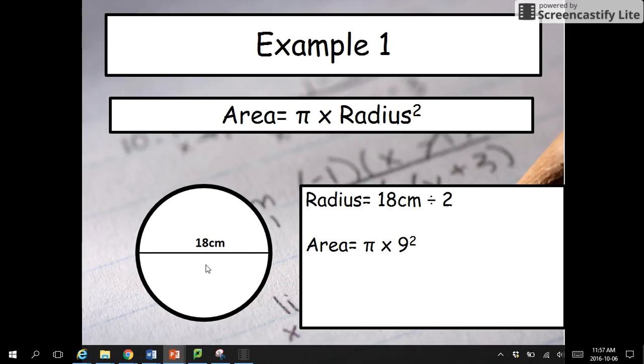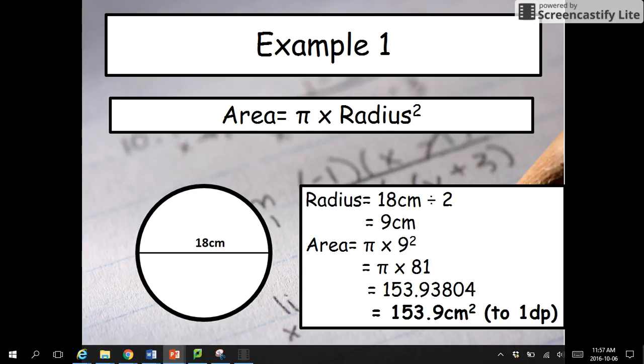So don't get worried if you see a diameter. Chop it in half, okay? And 18 divided by 2 is 9. So that's why we've chopped it and got a 9. And pi times 81, and it gives us that answer. And it's to 1 decimal place.